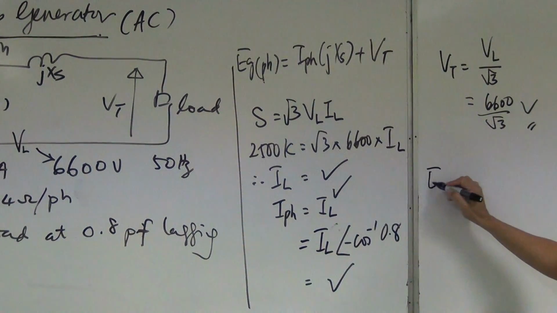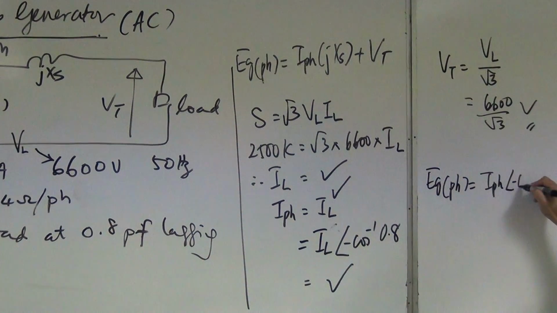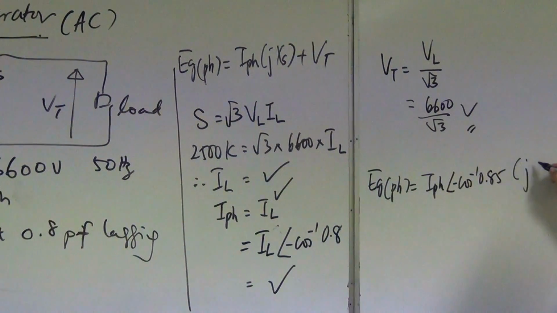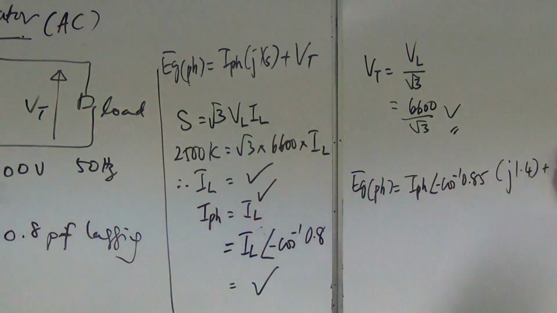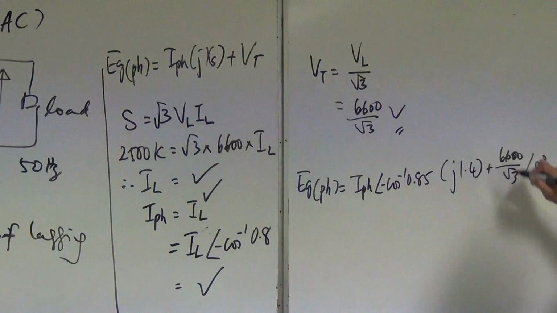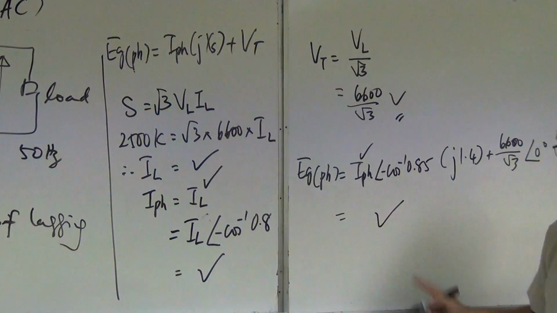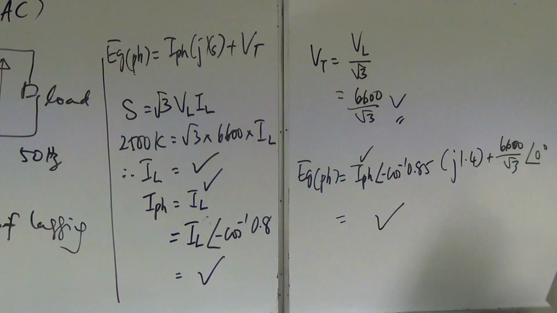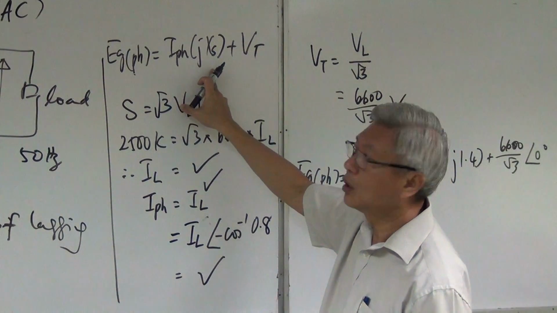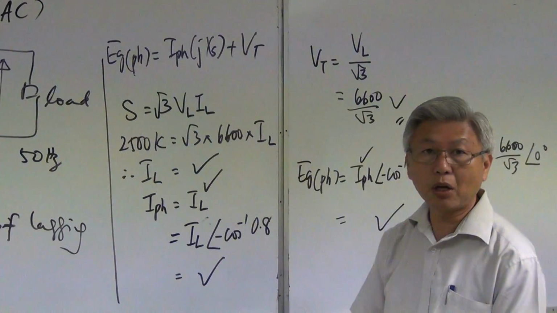So with that now, I'm able to calculate EG per phase, which is equal to I phase at negative cosine inverse 0.8, multiplied by jXS, which is 1.4, plus 6600 over square root 3, which I make 0 degree. 0 degree as my reference. So with that, the numbers will come out. And that's how you make use of this formula, Kirchhoff's voltage law, to find the voltage per phase. Alright? Sounds a little bit complicated.